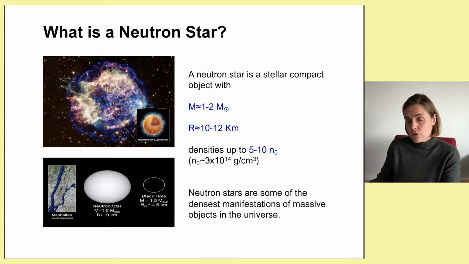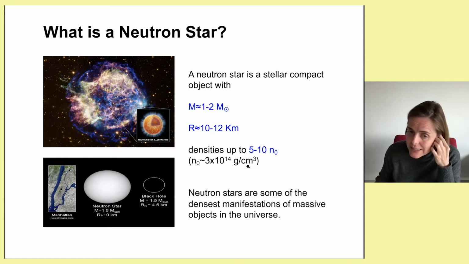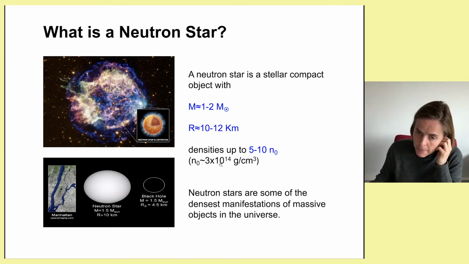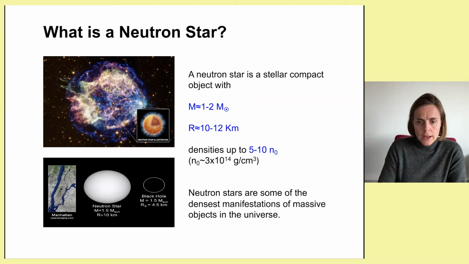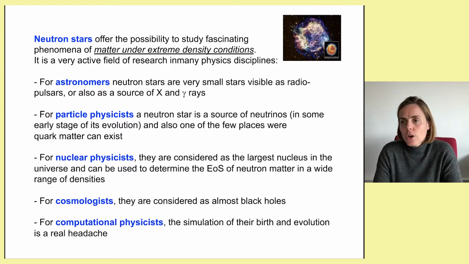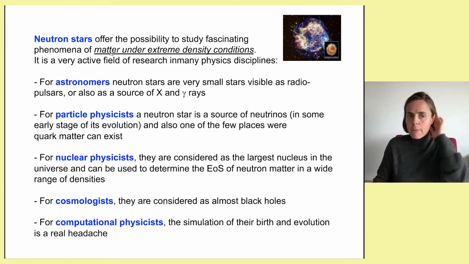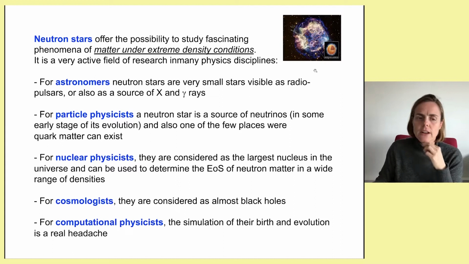And if you translate it into grams per cubic centimeter, of course, you're talking now about mass density, we're talking about 3 times 10 to the 14 grams per cubic centimeter. Okay, so we are talking 5 to 10 times that, we don't know exactly, but pretty dense objects. So why is it interesting for some of us working in that field? Well, the interest lies in the fact that you can test, as I said, matter under extreme density conditions. From different disciplines, you can find a different interest.